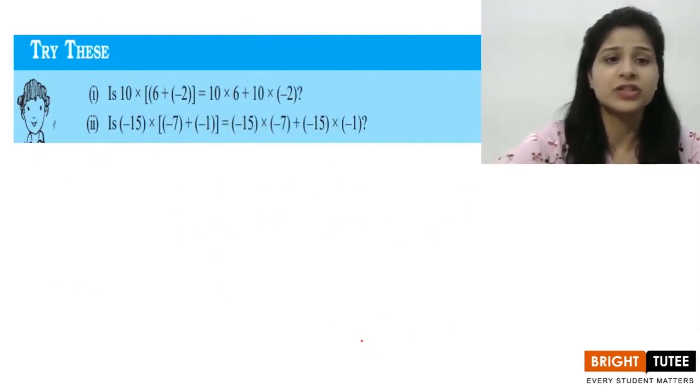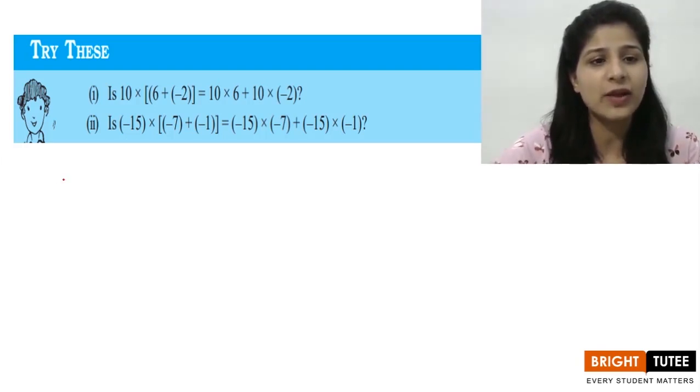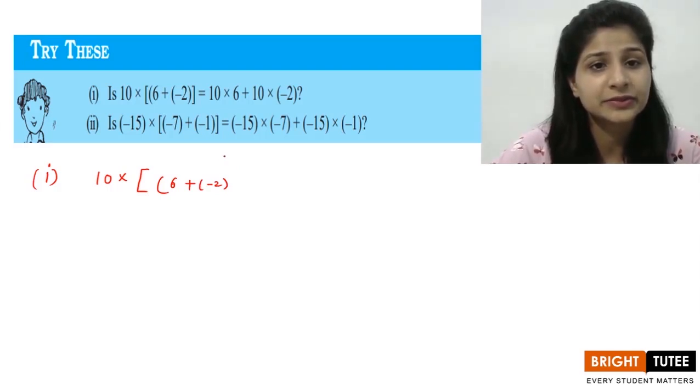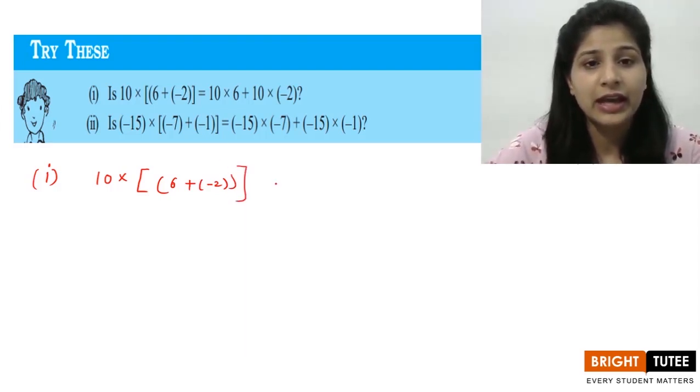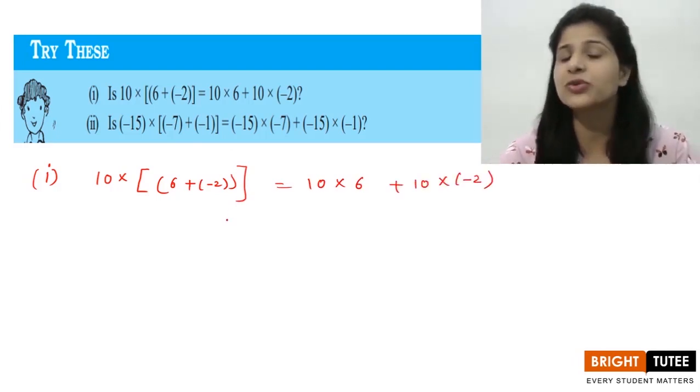Okay, so we have some of the questions now for practice. Let's do them. The first one says 10 into, and inside the square bracket we have 6 plus minus 2. Yes? Okay, and here we have 10 into 6 plus 10 into minus 2. Into I am using for multiplication.